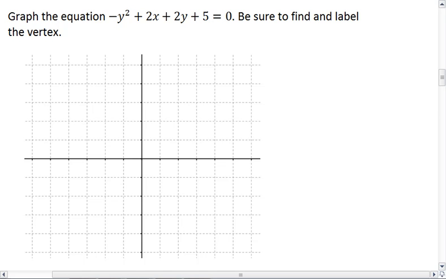Okay, to solve this first example, first thing I want to do is look at the equation. I see that I have a y squared as my highest y term and an x as my highest x term. This means I am dealing with a parabola and that it's going to be a sideways parabola, either opening to the right or to the left.